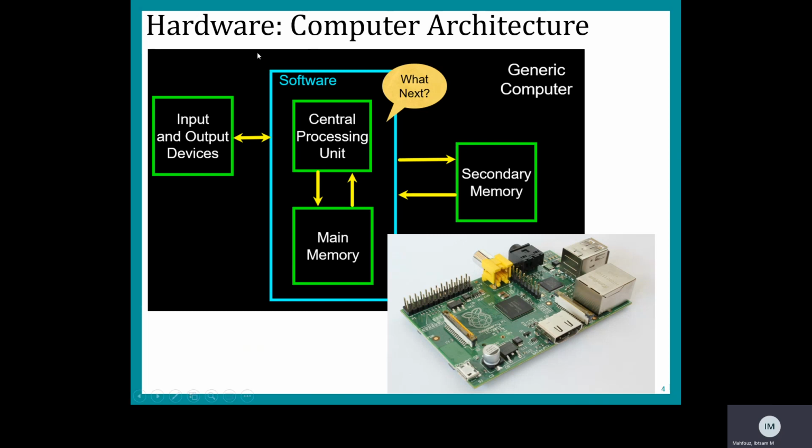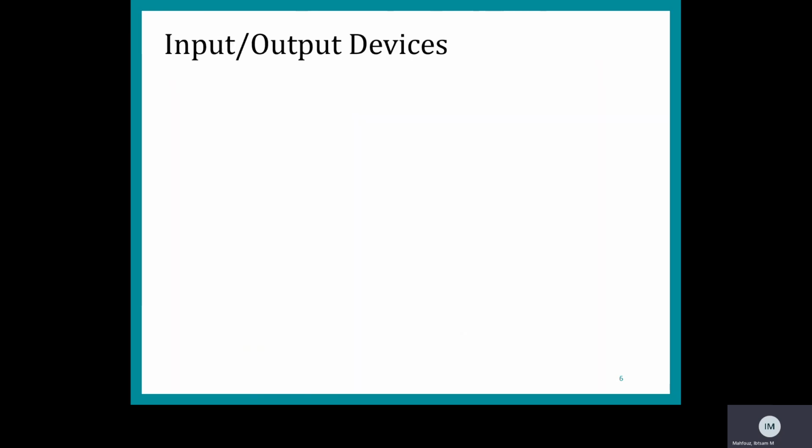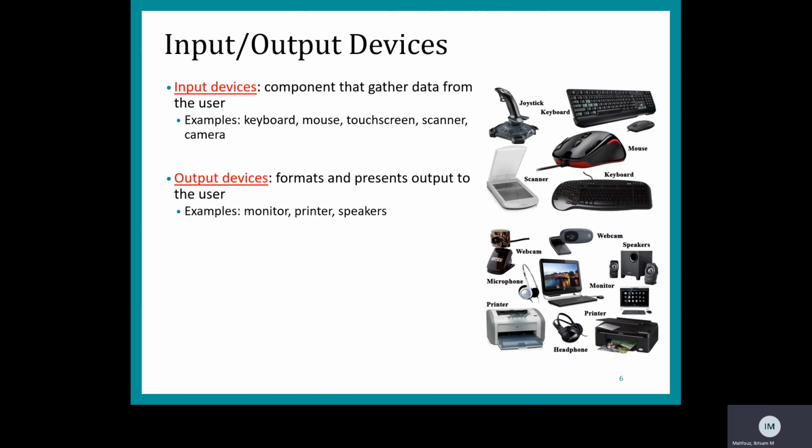And then in addition, you have some input and output devices connected to your computer. Like I said, the CPU is the central processing unit. It is the brain of the computer. Input and output devices help the computer gather information and give back information out to the user.